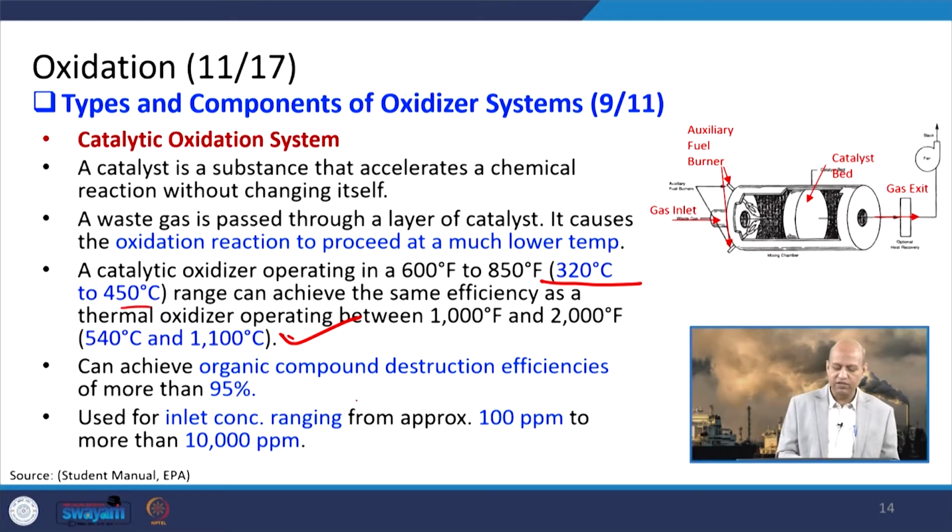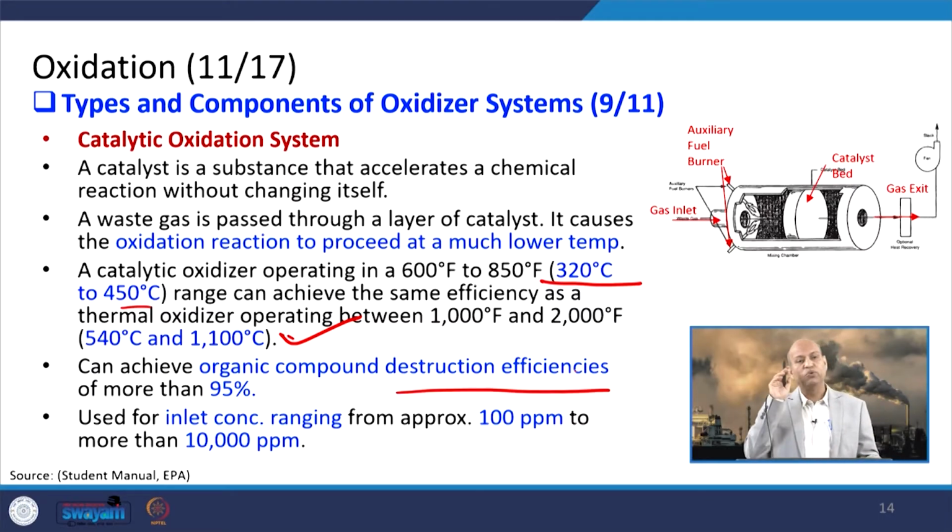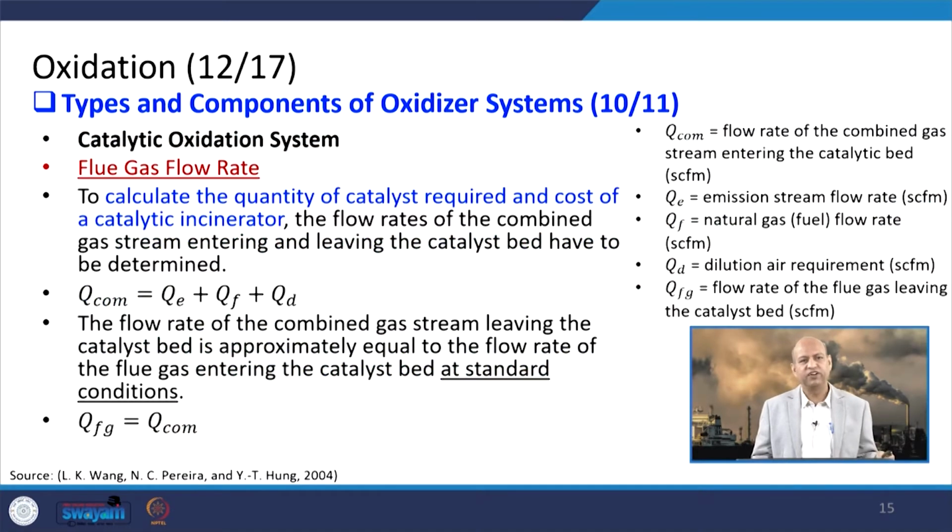It can achieve organic compound destruction efficiency even more than 95%. So, that is another advantage, and it is used for inlet concentrations ranging from approximately 100 ppm to 10,000 ppm. So, that way the range is also very good depending upon different industries.